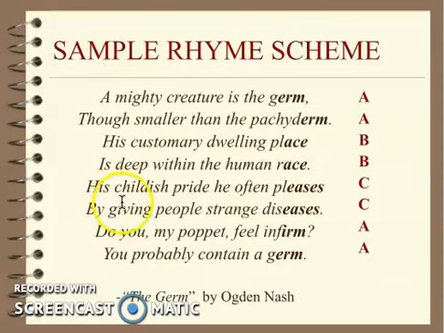Here is an example. "A mighty creature is the germ, though smaller than the pachyderm. His customary dwelling place is deep within the human race. His childish pride he often pleases by giving people strange diseases. Do you, my poppet, feel infirm? You probably contain a germ." Notice the erm sound got the letter A. The ace sound got the letter B. The eases sound got the letter C.